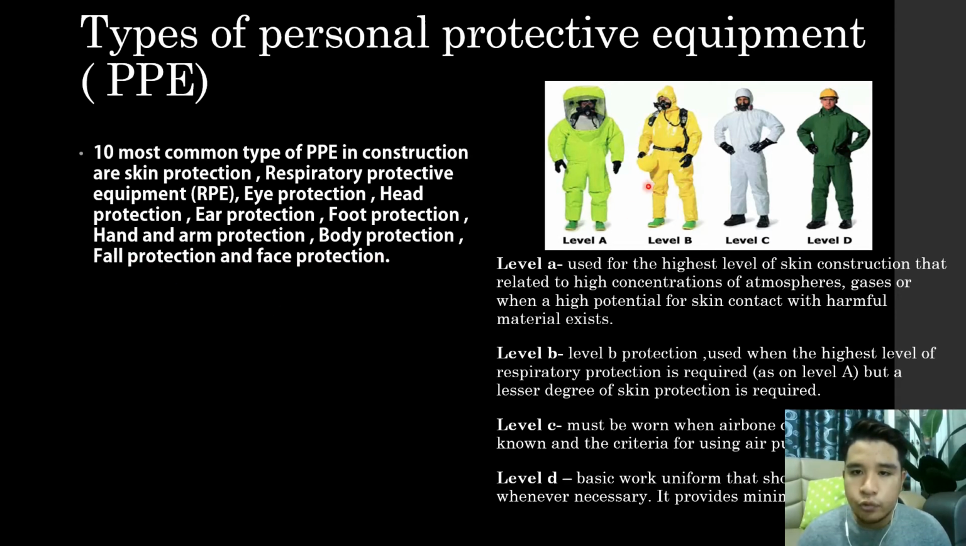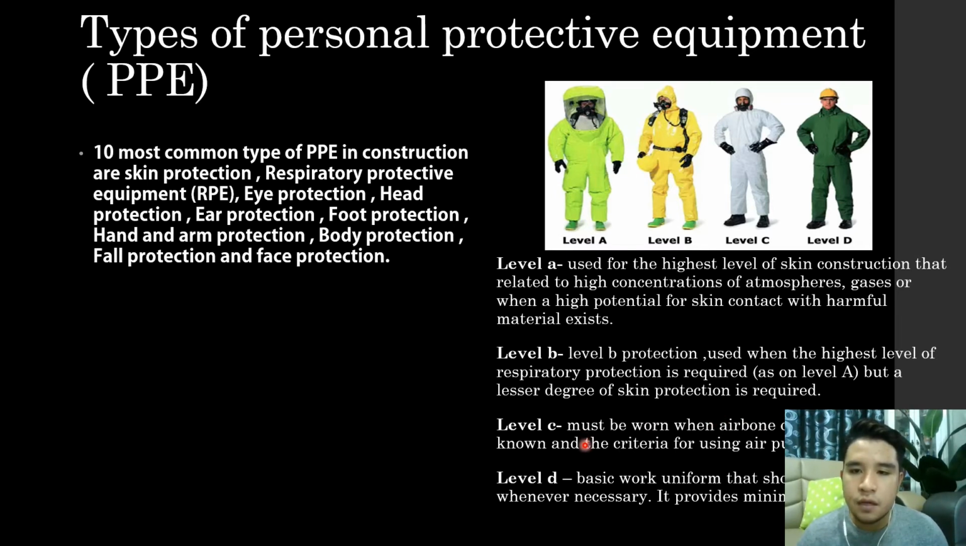On the right side, we can see the levels of PPE that are usually used in construction. Level A is used for the highest level of skin protection, related to high concentrations of atmospheric gases, or when there is a high potential for skin contact with harmful material. Level B protection is used when the highest level of respiratory protection is required, as in level A, but a lesser degree of skin protection is required.